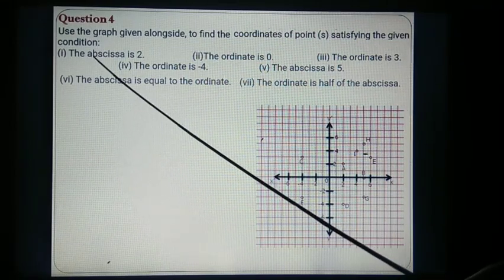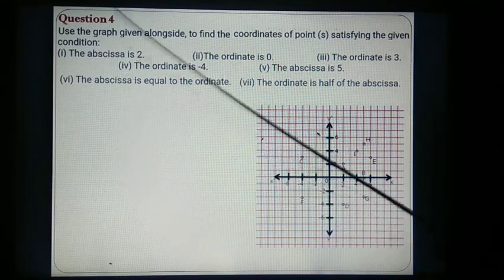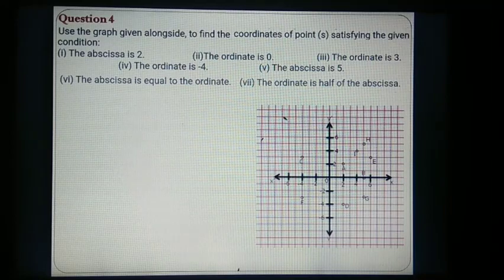The question says abscissa is 2. Now let us search where the abscissa is 2. That means the value of the x coordinate is 2. So 2 is out there, right? In this line, what are the coordinates lying? One is A and another is D. So we have to write the coordinates of A and D.